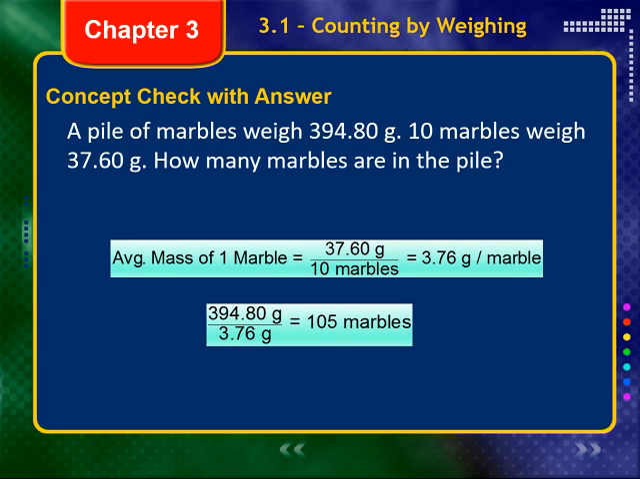So, for example, a pile of marbles, again, this is just an example. A pile of marbles weighs 394.80 grams. 10 marbles weigh 37.60 grams. How many marbles are in the pile? Well, first we need to establish the average mass per marble. Simple calculations give us 3.76 grams per marble. We simply divide the mass that we've measured by our average mass, and that comes out to be 105 marbles.